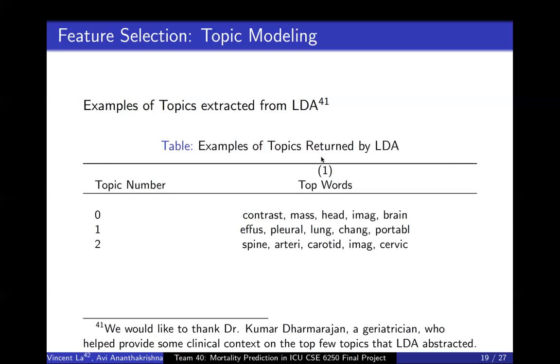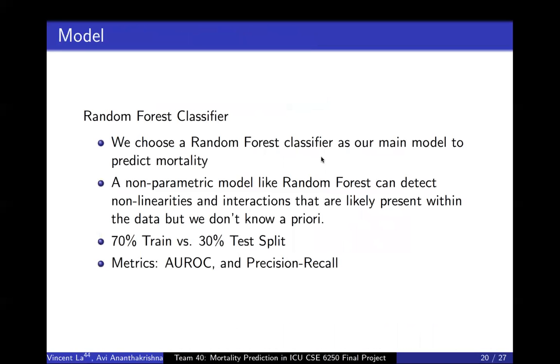The second and third topics you can see are spine, cardiac, image, cervix, and each of these really corresponds to a clinically meaningful context. And by talking to a doctor, it was very reassuring that our model was picking up things that made sense and are relevant when we're predicting mortality.